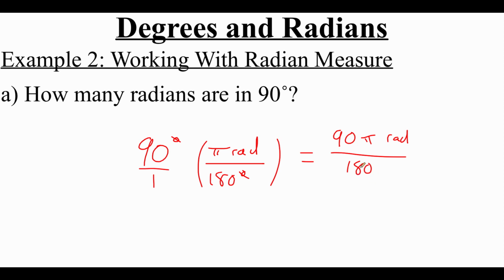Now with this 90 over 180, I can reduce that down. Each one of those is divisible by 90. So on top, I just get pi. On bottom, I get 2, and this is a radian measure. So 90 degrees is the same as pi over 2 radians.